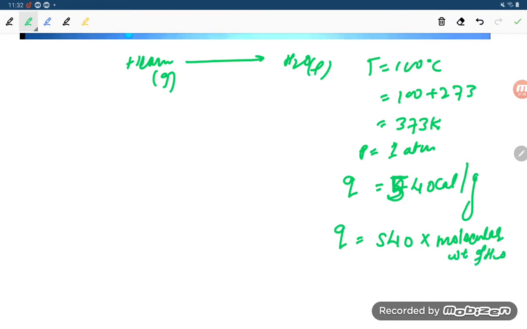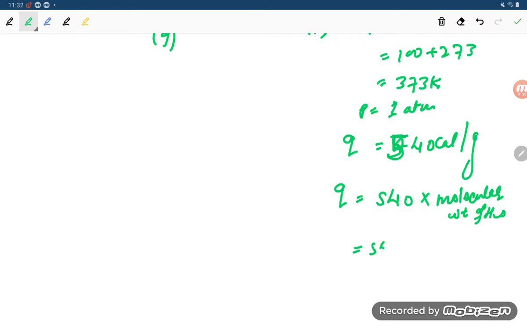So the molecular weight of water, how much, student? 540 into the molecular weight of water, which is 18. So how much is it? It is coming 9720 calorie per mole, right?